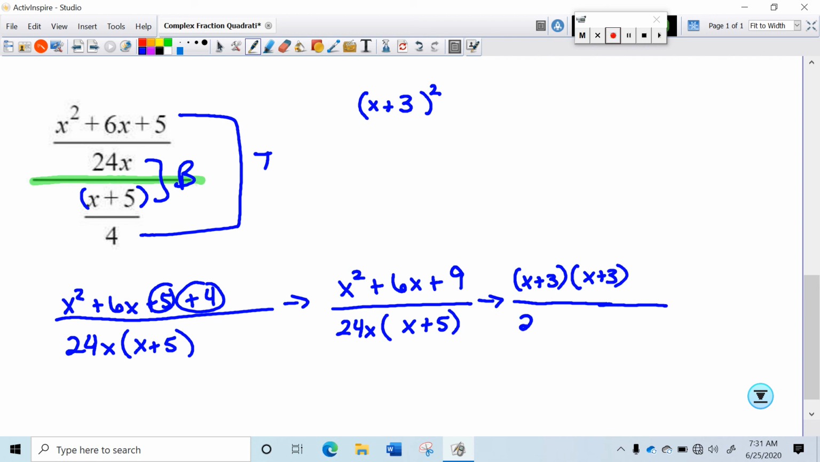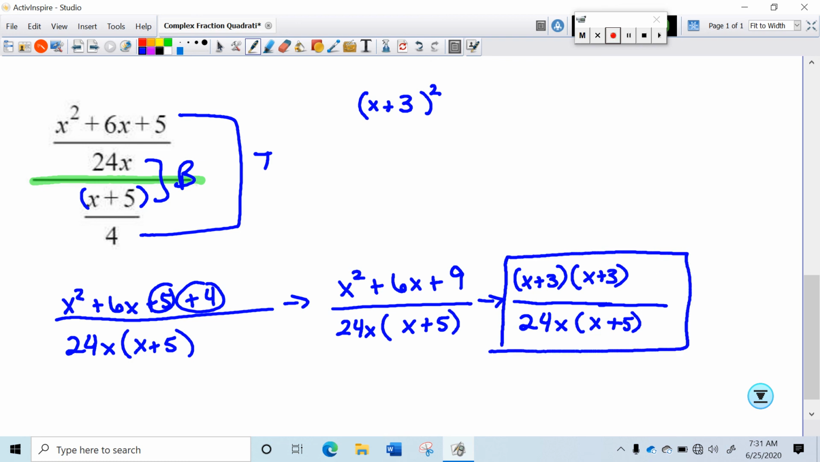And on the bottom, we have a 24x and an x plus 5. Now, nothing can cancel. We don't have any families on the top that are the same on the bottom. And the numbers and variables don't simplify. So that's actually the final answer there.